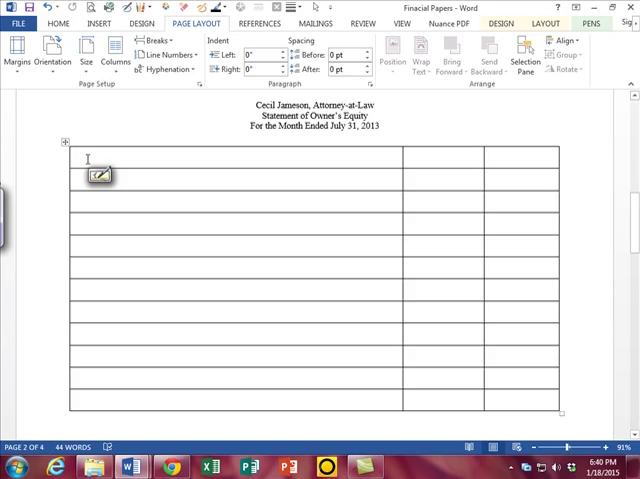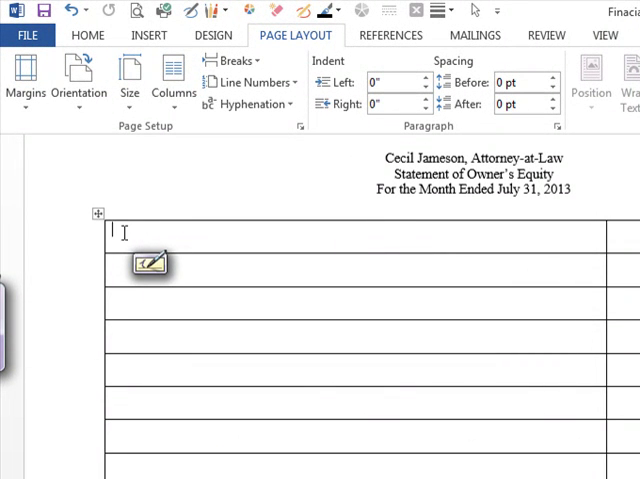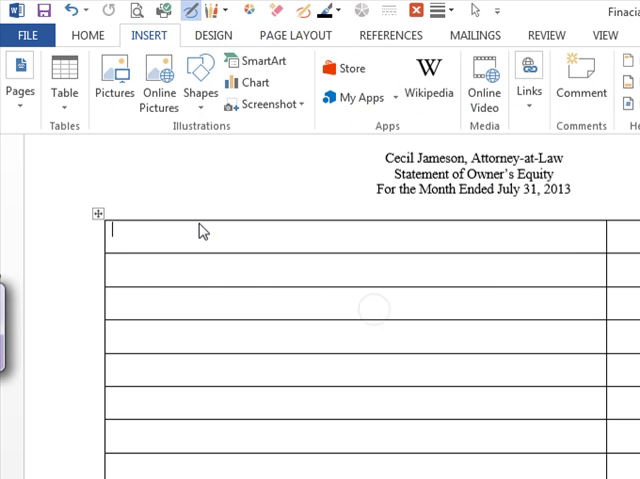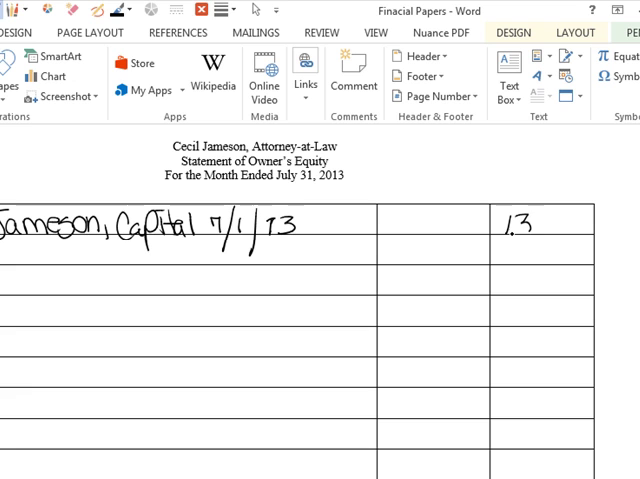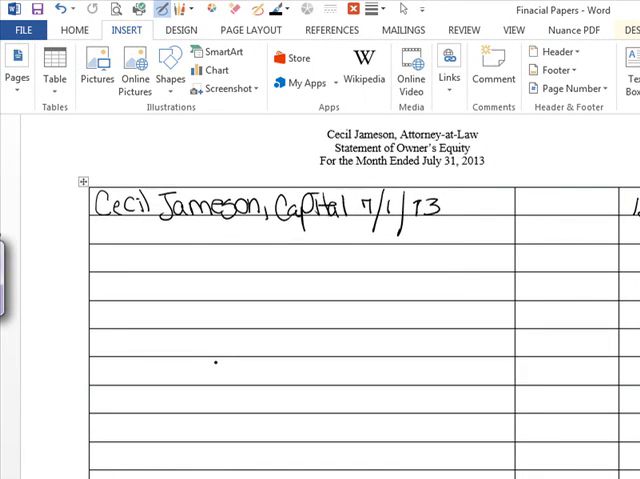The first thing we're going to do is list Cecil Jameson capital for the beginning of the month. So we're going to write Cecil Jameson capital for July 1st, 2013. And we're going to come all the way out to the right-hand column, and that is $13,520. Where do we get that information from? The transactions we just recorded. On page 26, if you look all the way at the top, before we did transaction A, you see that the capital for Jameson is $13,520.